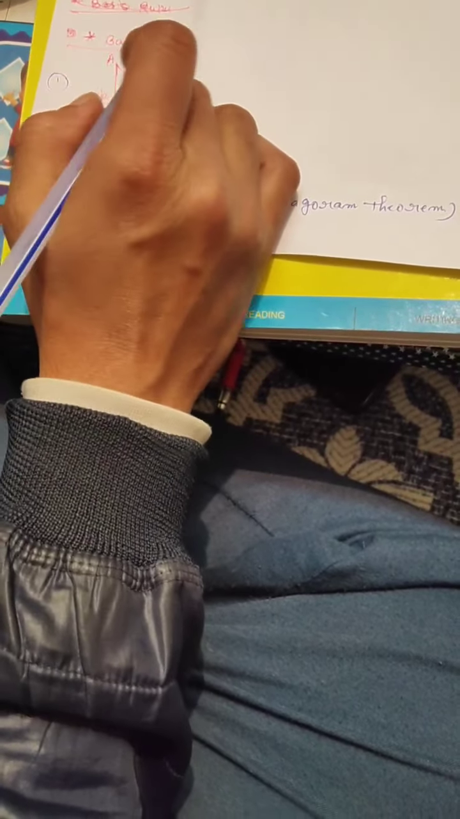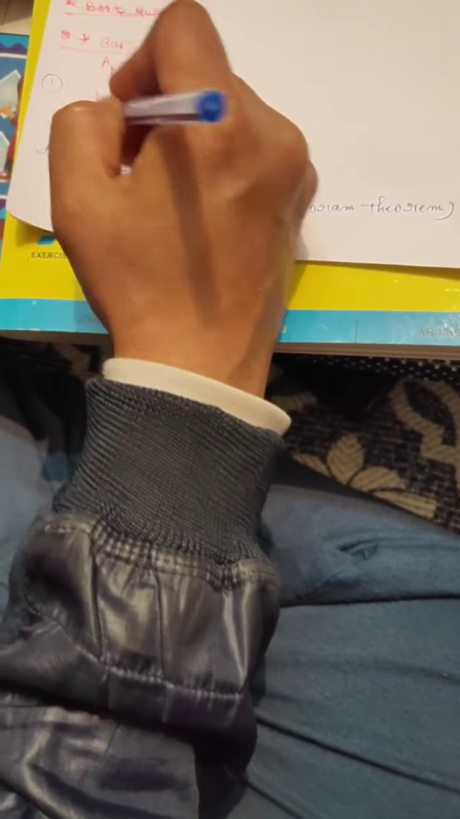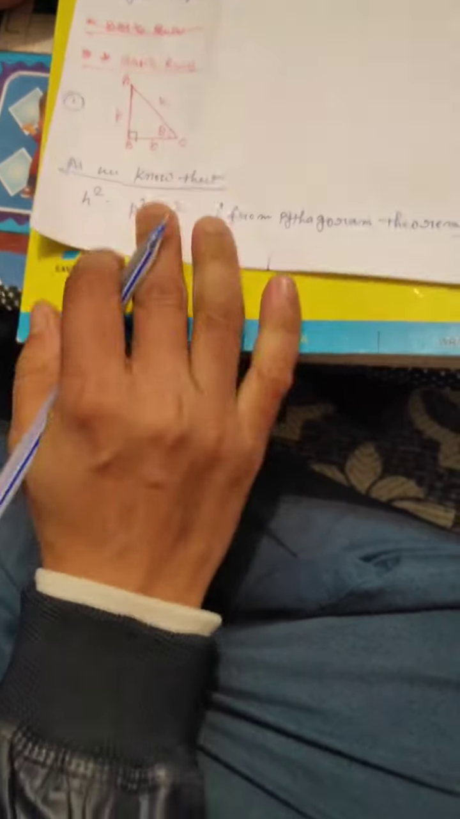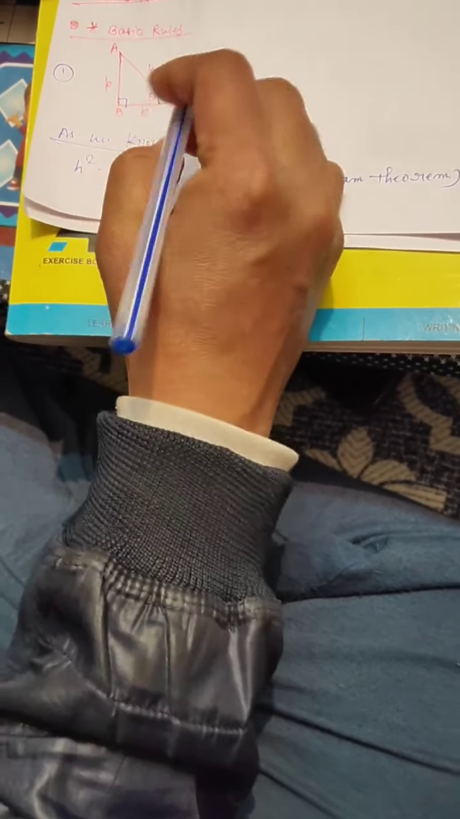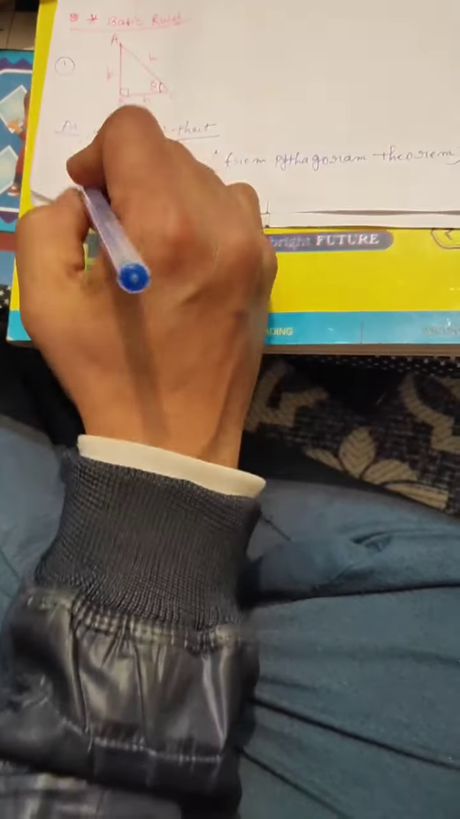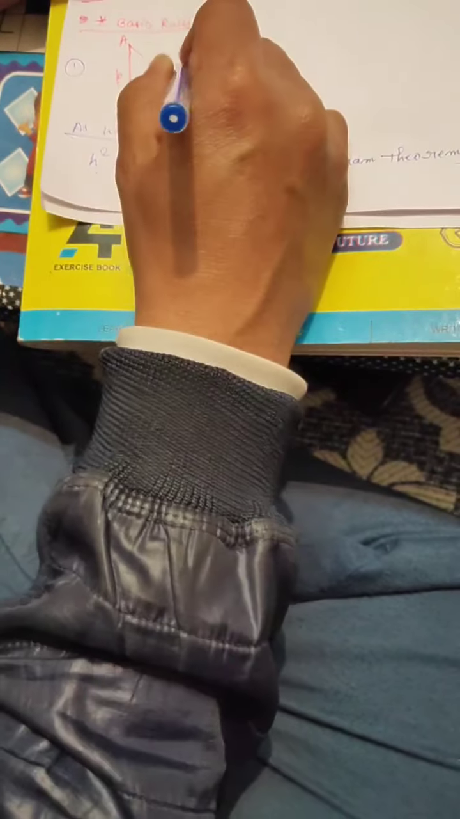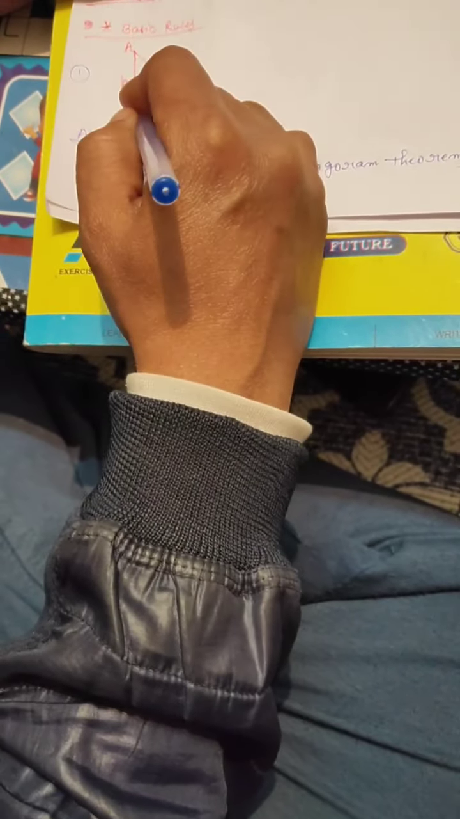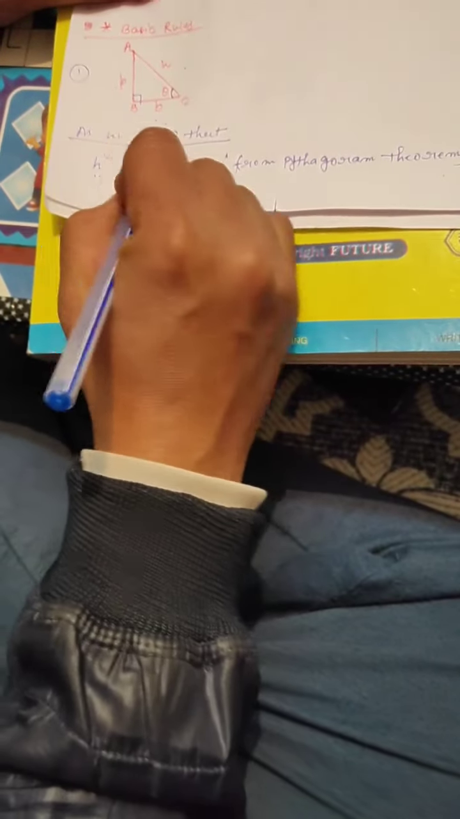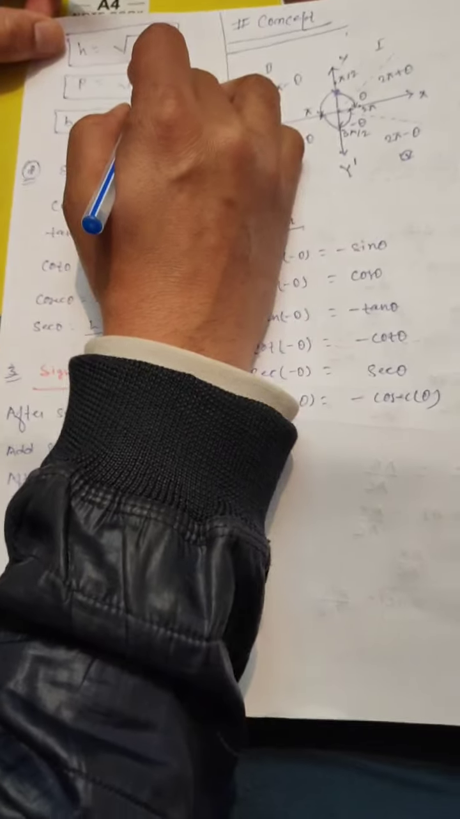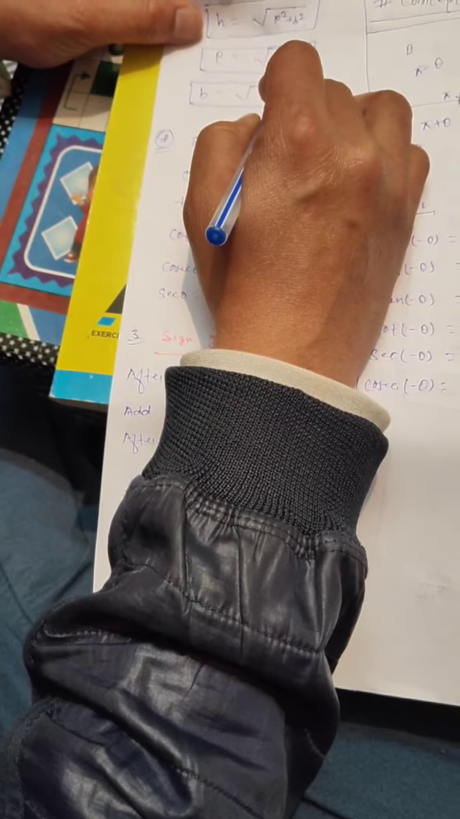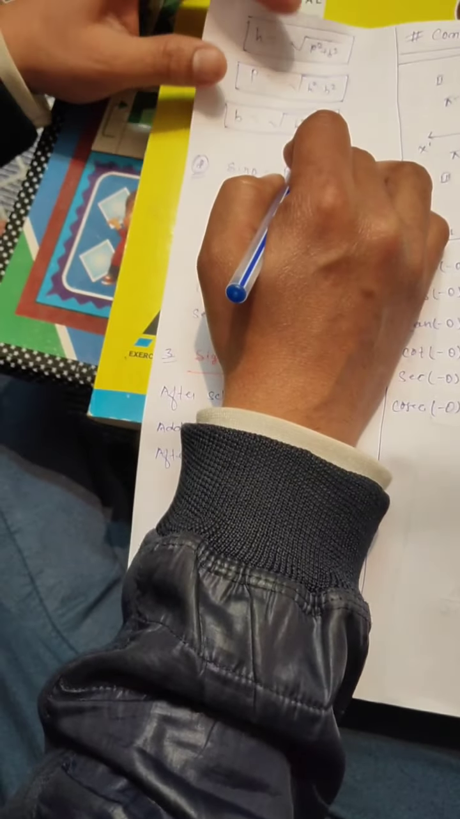The basic rules of trigonometry: this is a right angle triangle ABC. B is the right angle and C is the angle theta. As we know, h square equals p square plus b square, where h is the hypotenuse, b is the base and p is the perpendicular side of the triangle. From the Pythagoras theorem, h square equals p square plus b square, so h equals under root p square plus b square, p equals under root h square minus b square, and b equals under root h square minus p square.